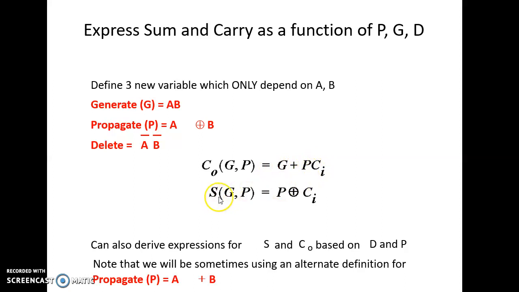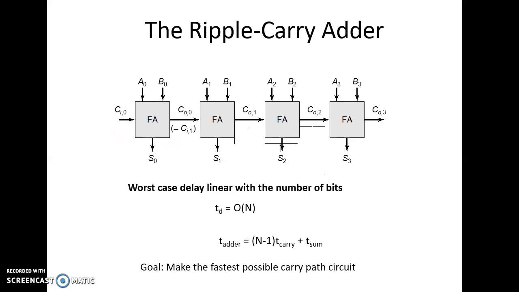Similarly, we can express the sum in terms of generate and propagate, that is S is equal to P XOR CI. And we can also derive the expressions for sum and carry output based on D and P, like that. Then we will discuss the first example, which is called the ripple carry adder, and it is also called the static adder.